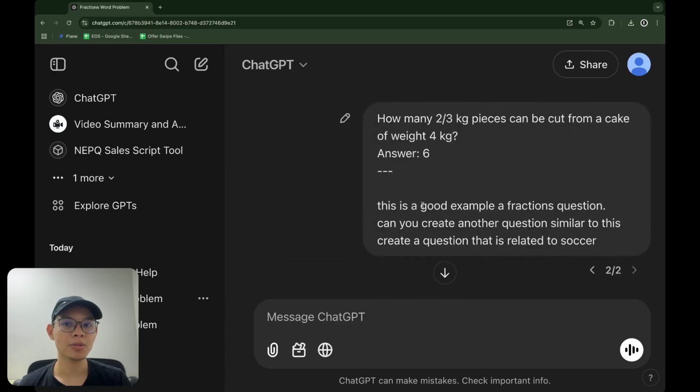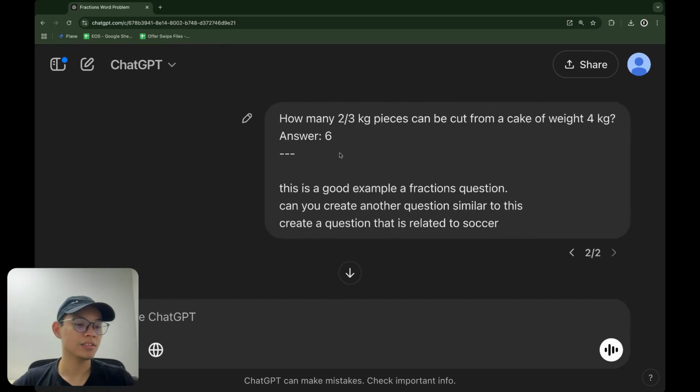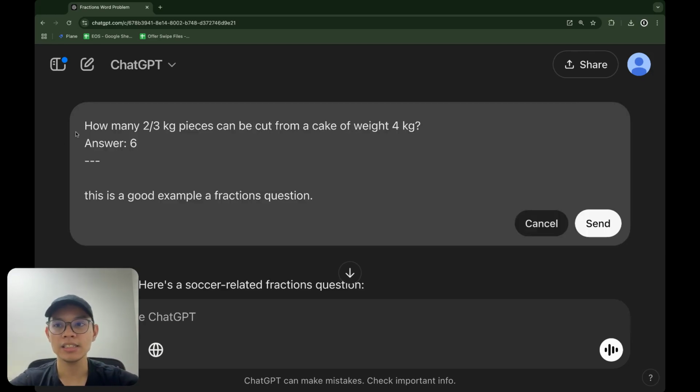Okay, so in this example, I have a structured way of doing it. The first one, as you can see over here, is the good example. The good example can be a very simple question as well: how many two-third pieces can be cut from a cake of weight 4 kg? And the answer is 6. Pretty hard question, right? So what is this 3 dash?